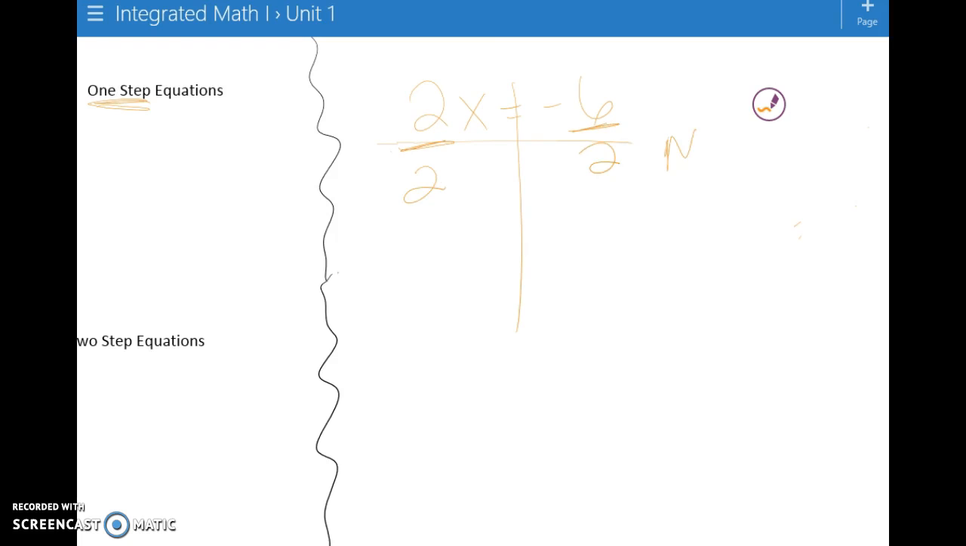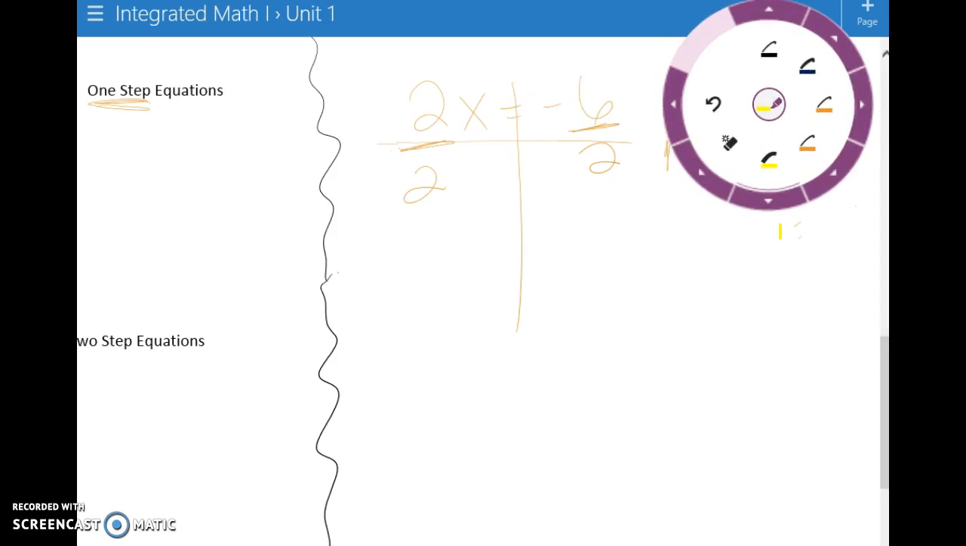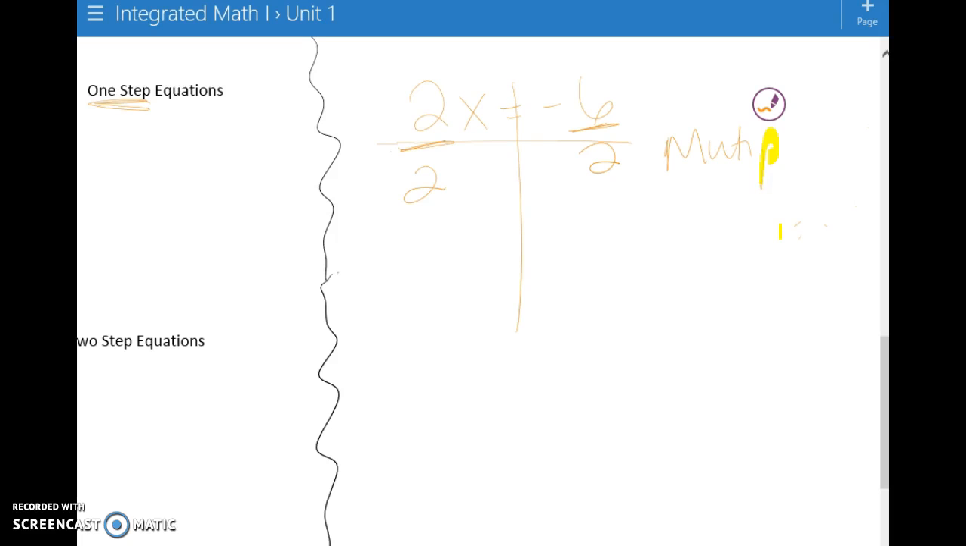So I use the multiplication property of equality. So when I divide by 2, that's the multiplication property of equality, even though it's division. Negative 6 divided by 2 is negative 3. And I get 2 over 2. And 2 divided by 2 is just 1, right?